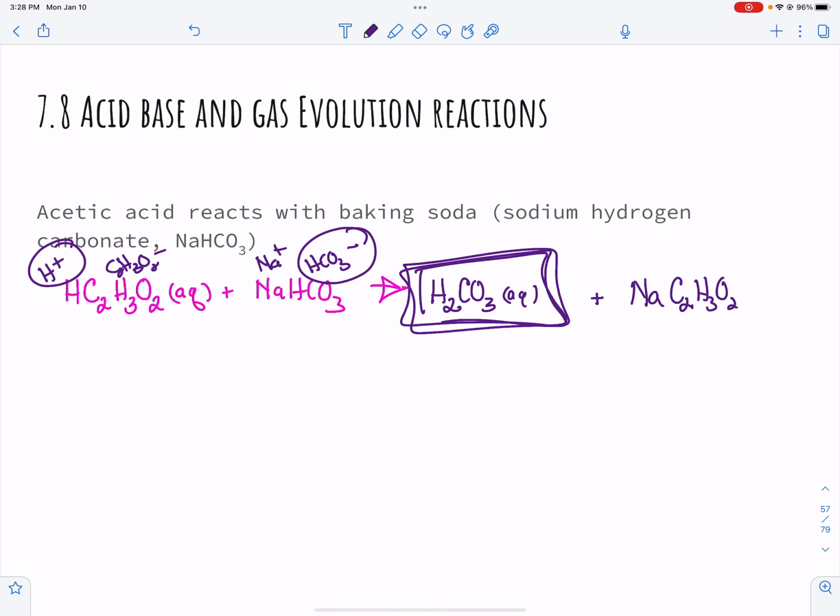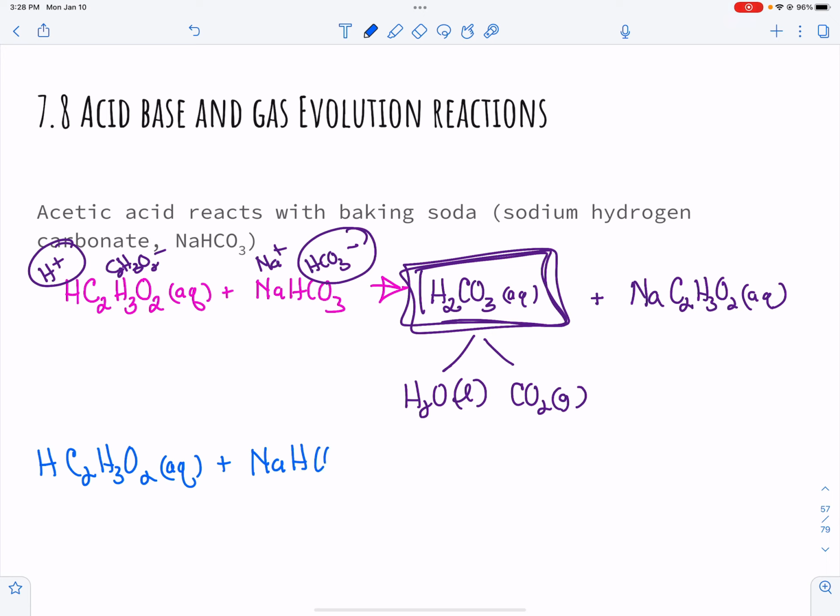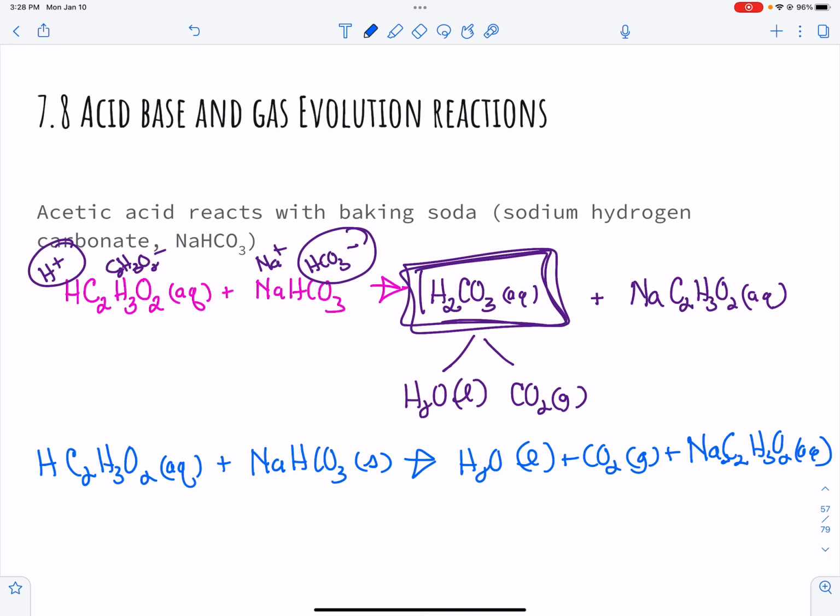So if I were to write this equation, I could just write it as HC2H3O2 aqueous plus NaHCO3, which is a solid. It doesn't say it's a solution. And then arrow, H2O liquid plus CO2 gas plus NaC2H3O2 aqueous. If I were to write a net ionic equation for this, the only thing that is aqueous on both sides would be the acetate ion. So that would be my spectator ion.